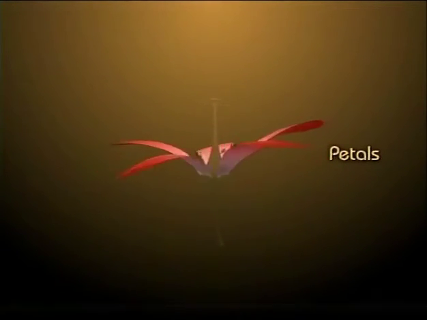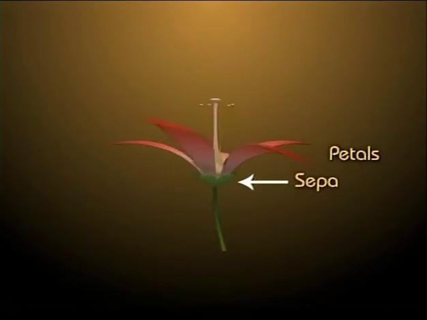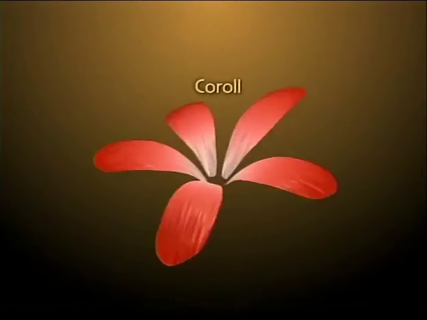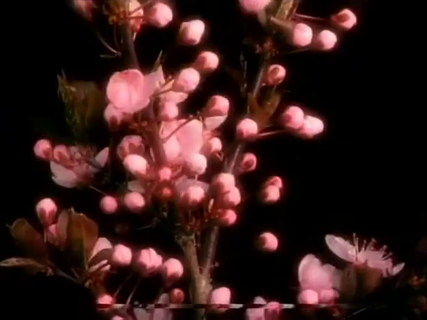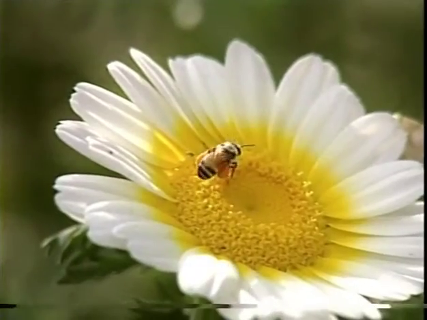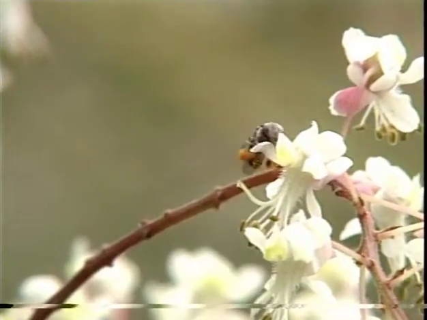The colorful part of a flower is called as petal. The petals are placed inside the sepals. These petals taken together are called as corolla. Their function is to protect the reproductive organs which are present in the center of a flower. It also helps to attract insects.